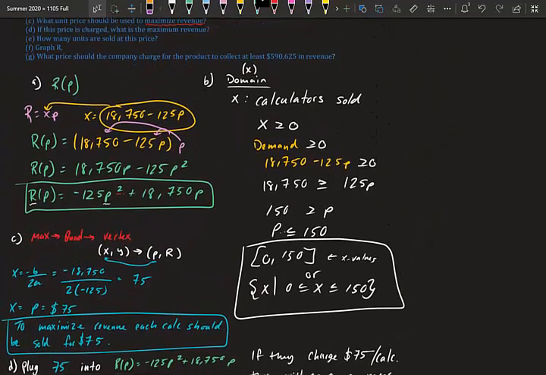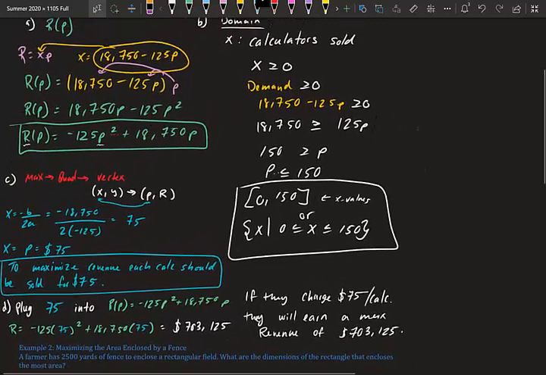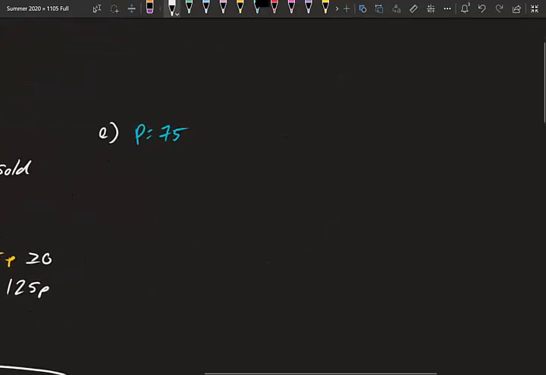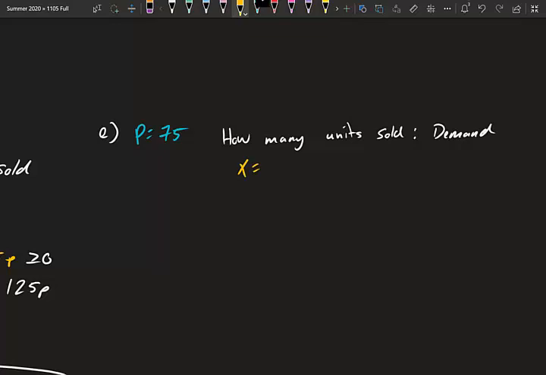Okie dokie. Part E, how many units are sold at this price? Okay, so what price are we talking about? The price of $75, because that's the price we found. And when we're talking about how many units are sold, how many units sold is the demand. And we know the demand equation. It's x equals 18,750 minus 125p.